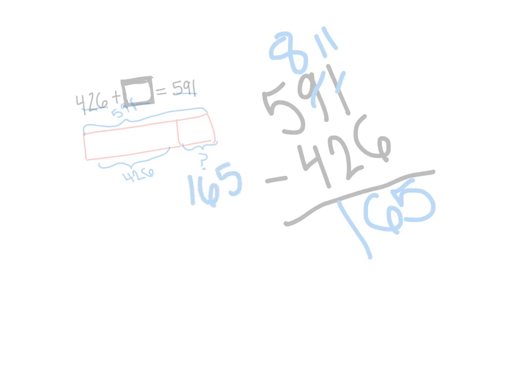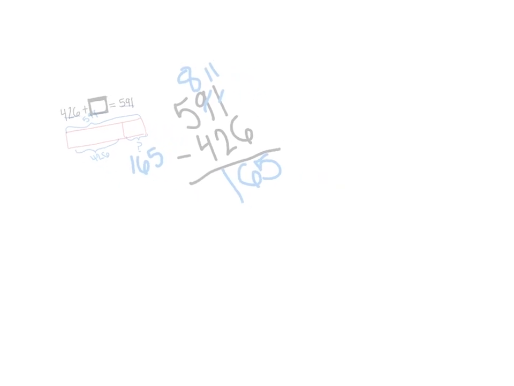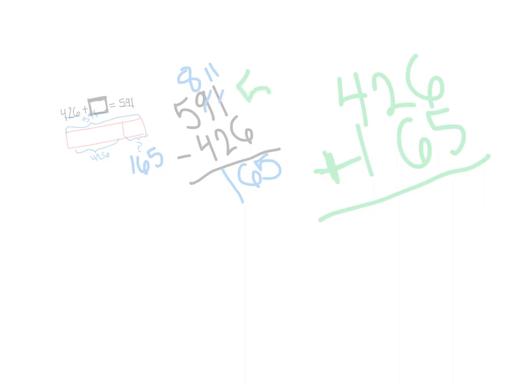Now, we could say, oh, we're really smart, we're done. But what's the good thing that scholar-empowered learners often do? Let's double check ourselves. Yeah, let's check our work. To check my work, I can see if my two parts, 426 and 165, add up to my whole of 591. My goal is to get the answer 591. Let's see if I do.